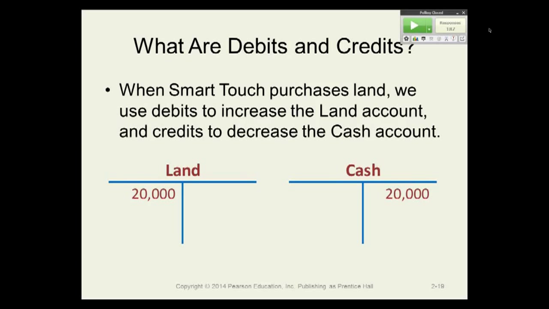Any questions on this? Okay, good point. The question is, do you have to put a plus or a minus in the T accounts? No. Because it's known that if you debit land, it's an asset account, and assets increase by debits. And it's also known that if you put a credit in a land account, assets decrease by credits.